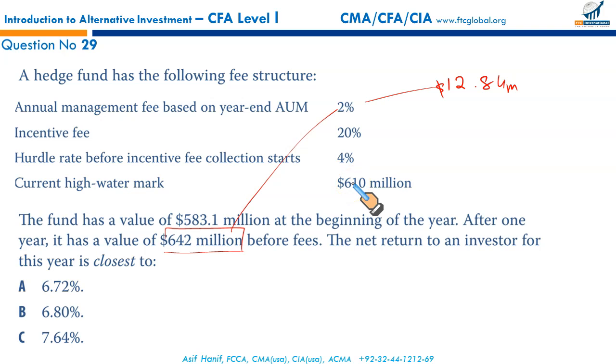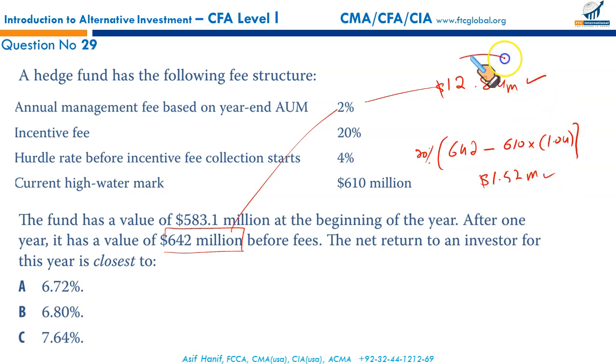How do we calculate the incentive fee? Incentive fee would be the difference between 642 less what the fund was supposed to earn as a hurdle rate, that is 610 at the rate of 1.04. This differential must be multiplied with 20% as incentive fee. So when you do, you will get $1.52 million. So this is the annual management fee.